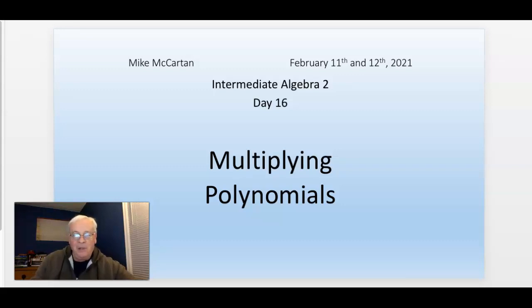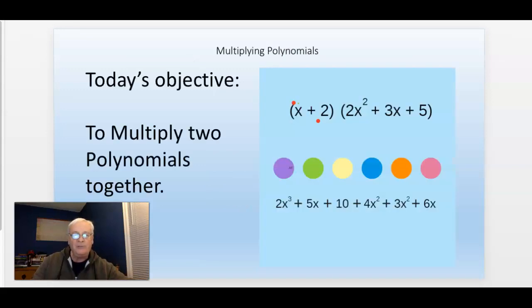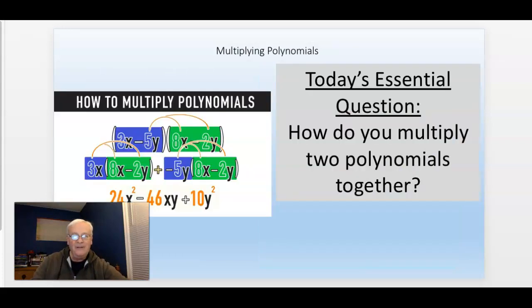Guys, today we're going to look at multiplying polynomials, okay? We looked at adding and subtracting them earlier this week. Now we're going to multiply them. All right? Multiplying two polynomials together. That's basically what we're going to do. As long as you learn to multiply two, you can learn to multiply a whole bunch. Just do them two at a time. All right, today's essential question: how do you multiply two polynomials together? There's different ways to do it.